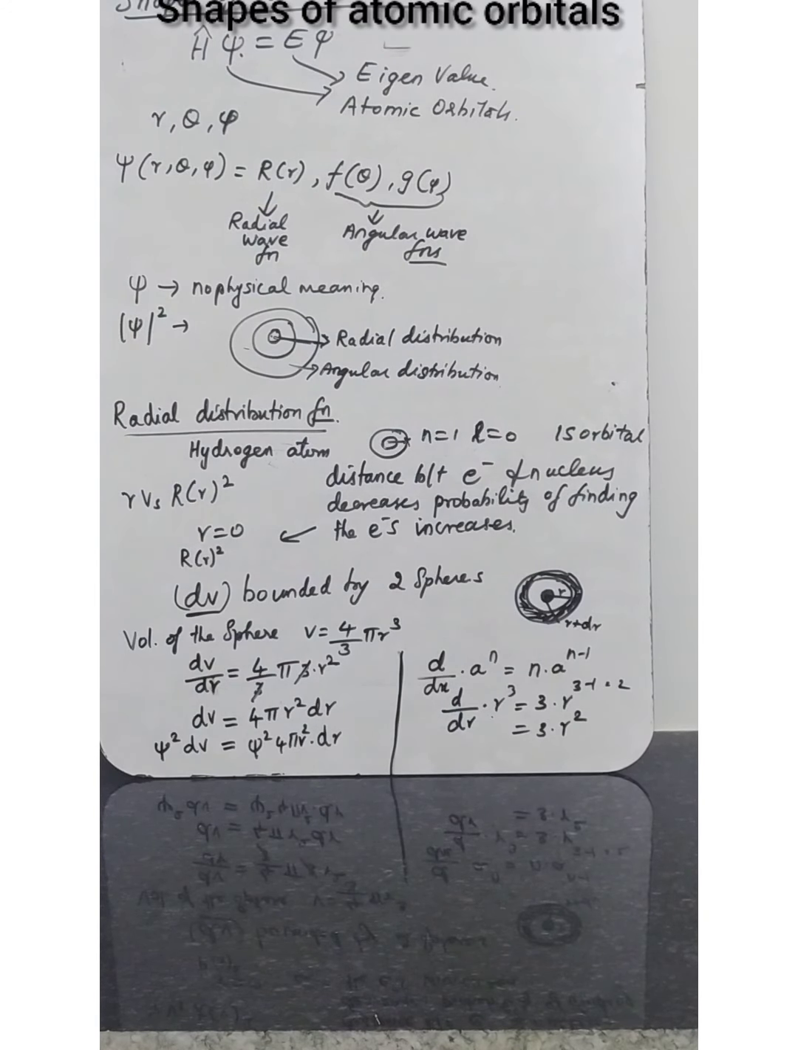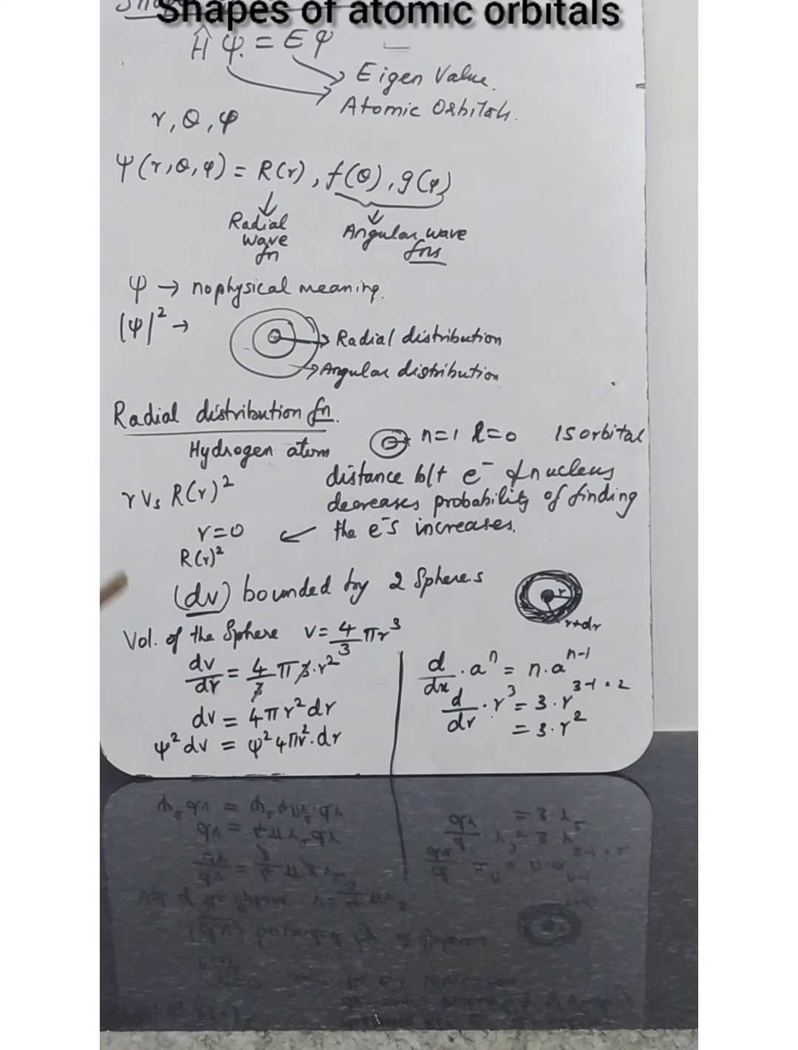That is the meaning for orbital. So what they are saying is that the probability of finding the electron in a given spherical cell around the nucleus is important. So let us consider the volume dV bounded by two spheres: the first sphere with radius r, and the second sphere with radius r plus dr.